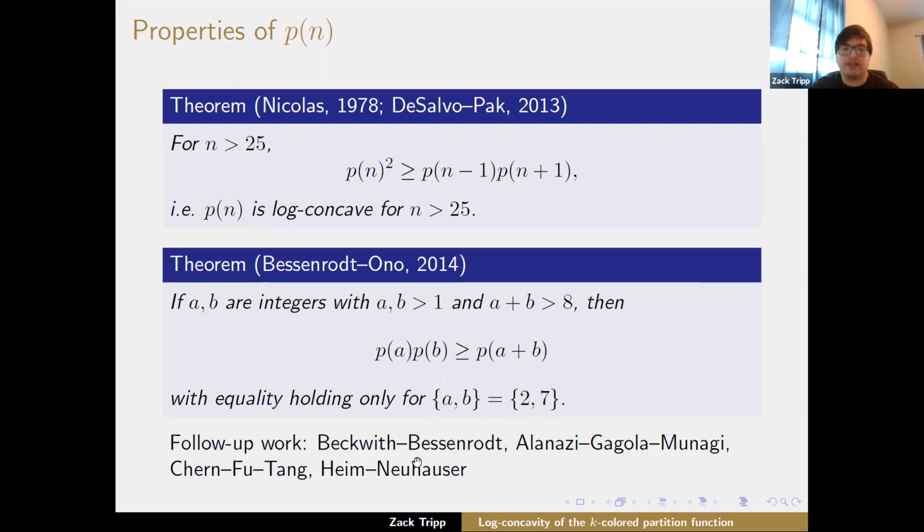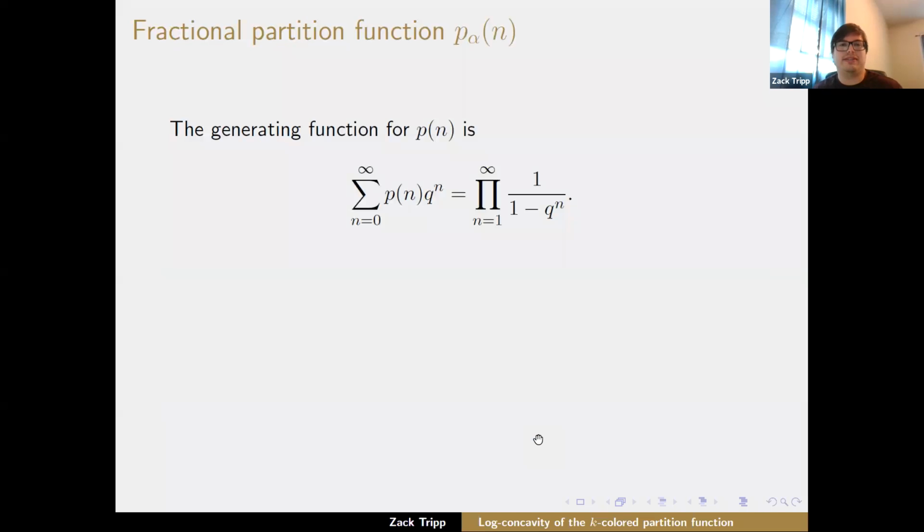So, for example, this first paper is a follow-up to Bessenrodt-Ono, and I believe they show a similar inequality for something called overpartitions. This second paper gives a combinatorial proof of this. It's really pretty, so I'd recommend checking it out. And then Chern, Fu, Tang, and Heim and Neuhauser go and extend this, give a conjecture rather, for how to extend something like this for what are called k-colored partitions and fractional partitions. So let's go ahead and define those.